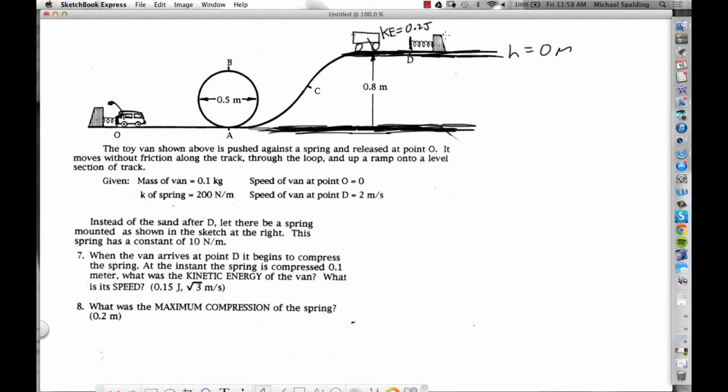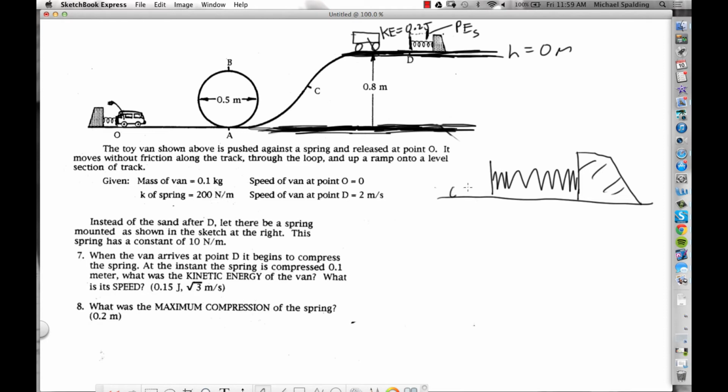So then the van hits the spring, goes smush, smush, smush, it smushes back. For a split second, everything stops, right? And what will the energy be in? Potential energy of spring. Does that make sense? So it's like this. Let me draw it bigger. So here's this wall. Here's the spring.